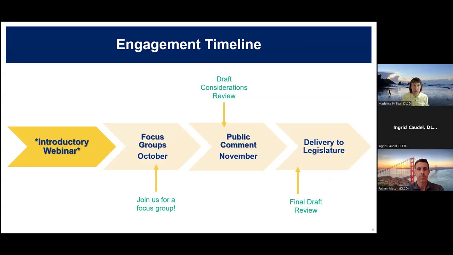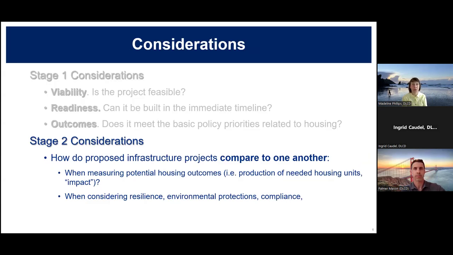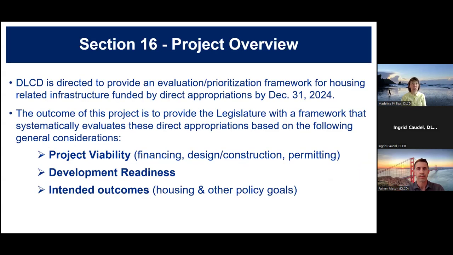I'm just going to rewind back a few slides to talk a little bit about the structure of the project viability, development readiness, and intended outcomes components of the proposed framework. Again, this is related to legislative appropriations for infrastructure funding projects. And we know that the variety of projects that come before the legislature are often of different sizes, scales, and types. And it's quite difficult to compare them and to determine whether or not they have what it takes to, one, be constructible, and then, two, be accomplishable in the timeline that the legislature.